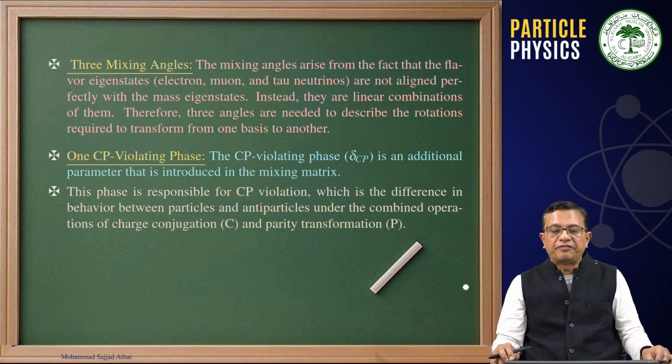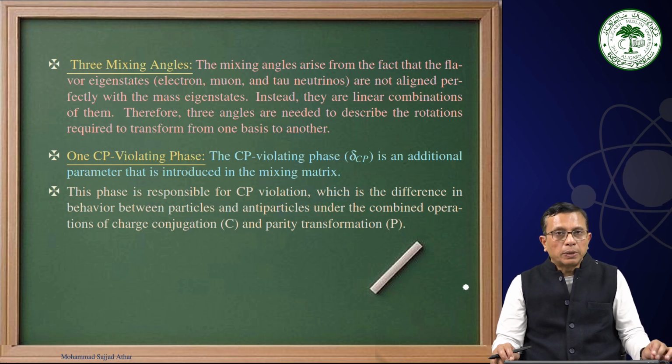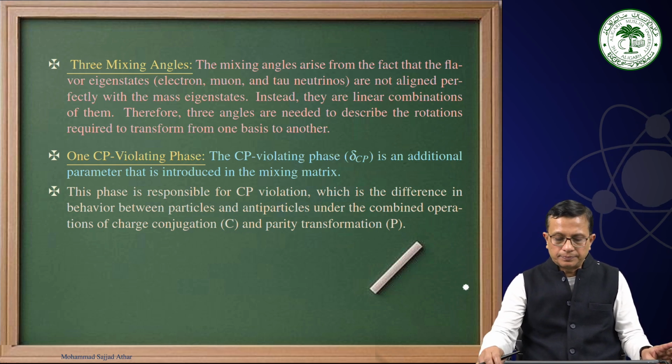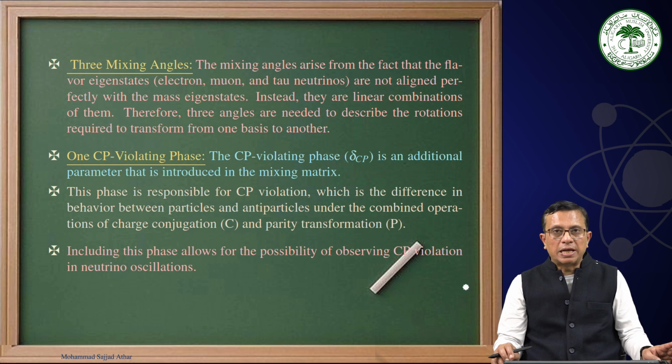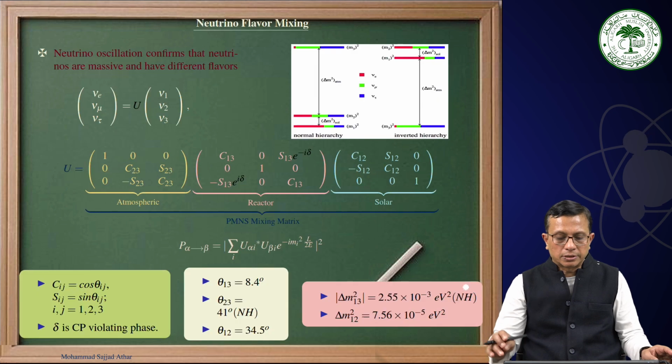The CP violating phase is an additional parameter that is introduced in the mixing matrix. This phase is responsible for CP violation, which is the difference in behavior between particle and antiparticle under the combined operation of charge conjugation and parity. Including this phase allows for the possibility of observing CP violation in neutrino oscillations.